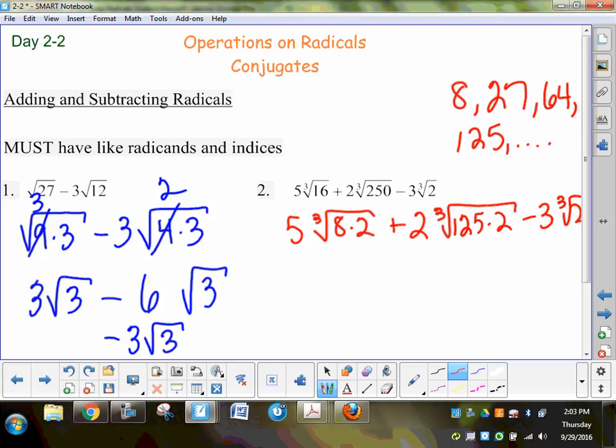Cube root of 8, what's that going to give you, Jake? 2. What's the cube root of 125 going to give you, Jaco? So what is this going to simplify down to? Michael, what's the first piece going to give us? 10 cube root 2. Second one, what's that going to give us, Cece? And the last one stayed the same.